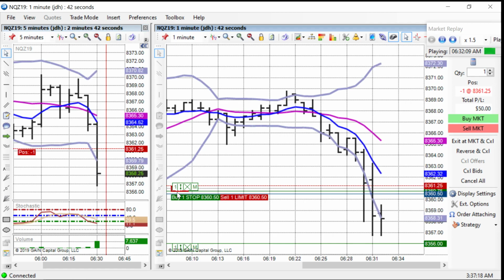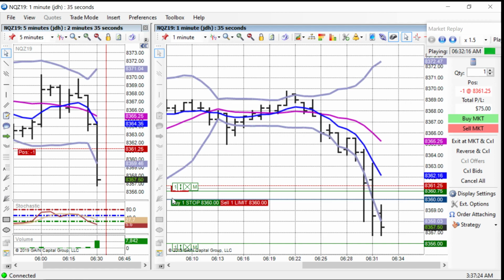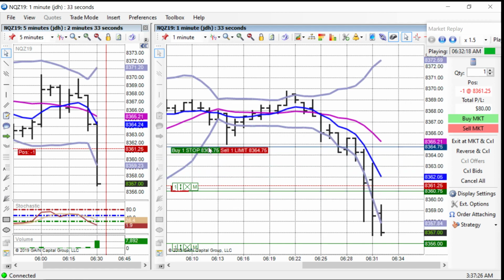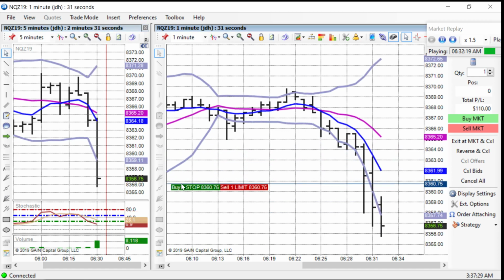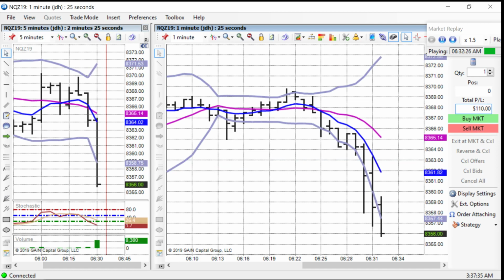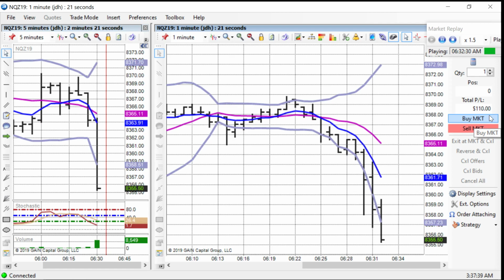I'm just showing that you don't have to remain at risk at your initial stop. Initially I was $100 at risk, but I moved into the profit zone, so slightly more than $100.